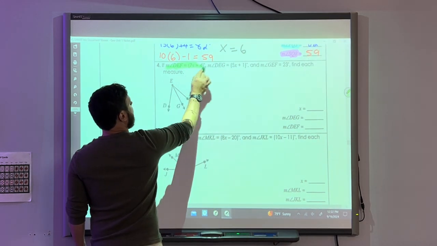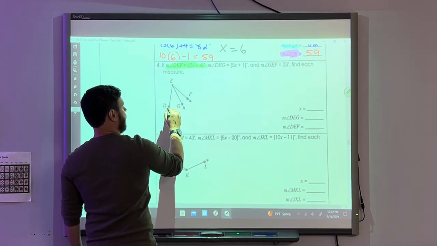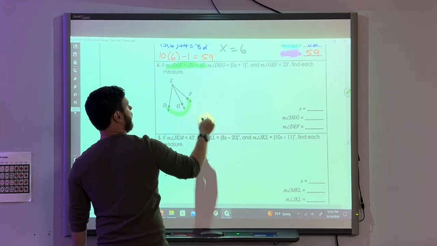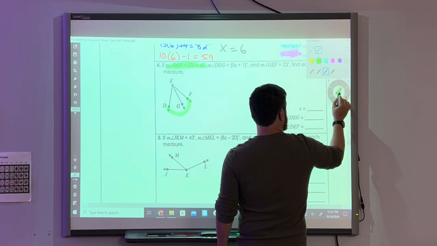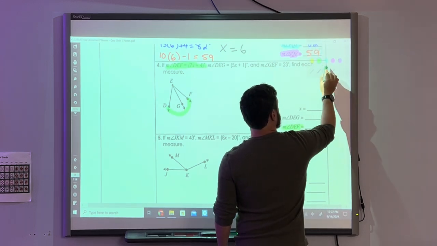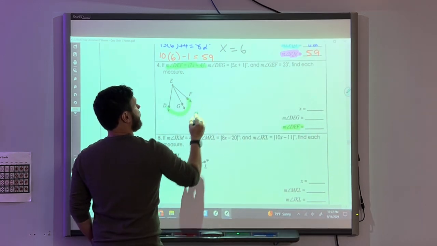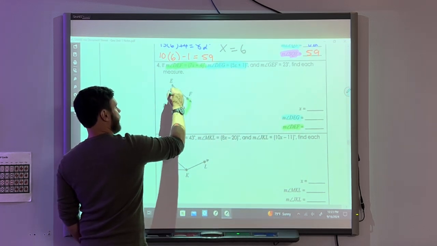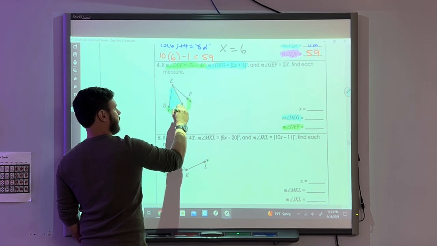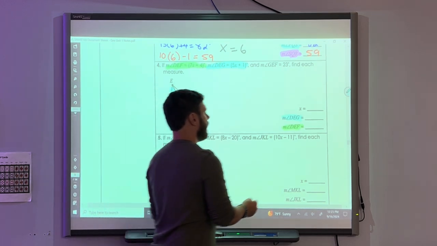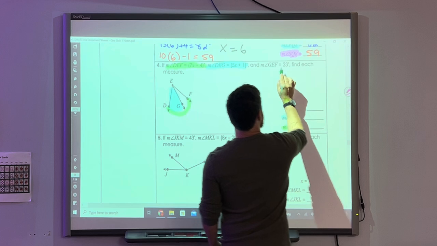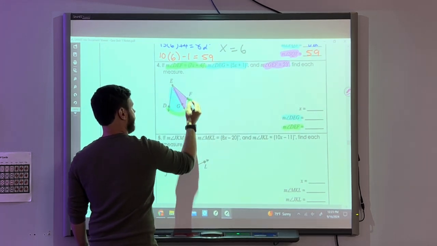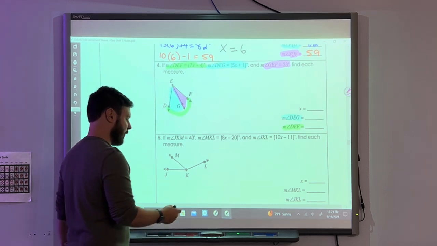Same deal, if DEF is this, that's the whole thing. Okay, DEF is the whole thing. DEG is this half of it. And that one is 23. Okay, find x and each measure.